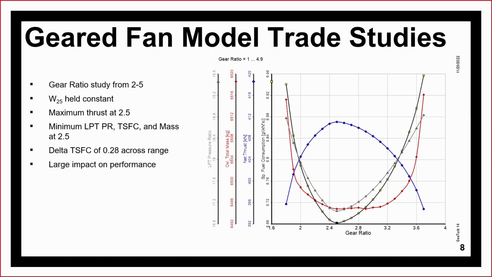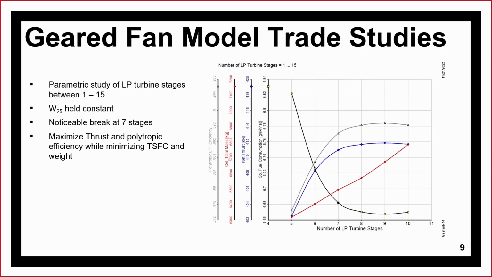meters. To optimize the baseline geared fan model, we ran some trade studies, the first of which was running the gear ratio from 2 to 5. As you can see in the plot, the lowest fuel consumption occurs at a gear ratio of 2.5, while we also get the maximum thrust, lowest total engine mass, and best LP turbine performance. This is the parameter that had the biggest impact on performance of the ones that we looked at.